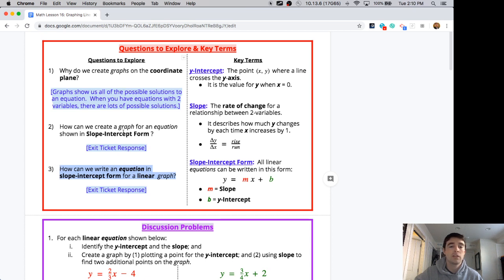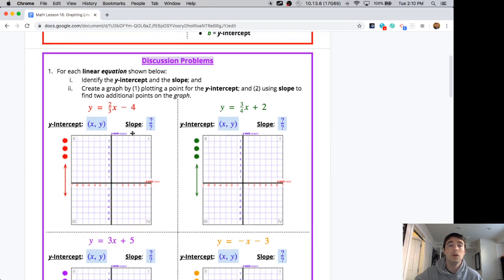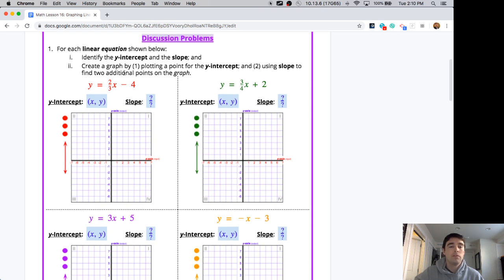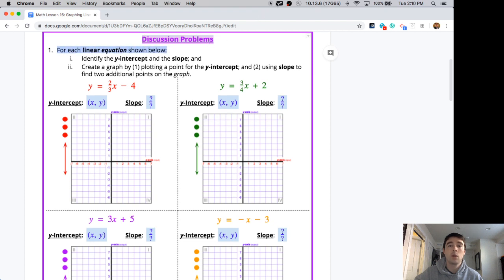You're going to see a lot of this lines up with the first three Khan Academy assignments this week. So problem 1 gives us 4 different practice problems to work on, but for each one of them, they're going to give us a linear equation. And then it's our job to do a couple things with that linear equation. Our first job is to identify, if it's in this y equals mx plus b form, this slope-intercept form, what is the y-intercept and the slope? And then once we find that information, our job is to use the y-intercept and the slope to create a graph.